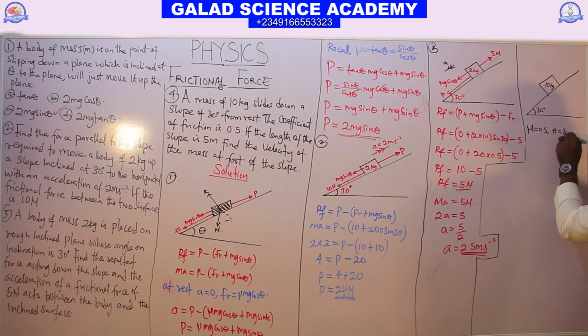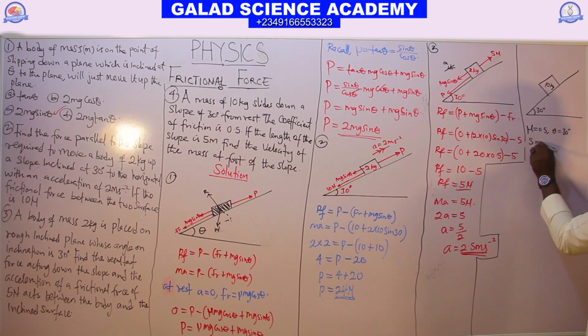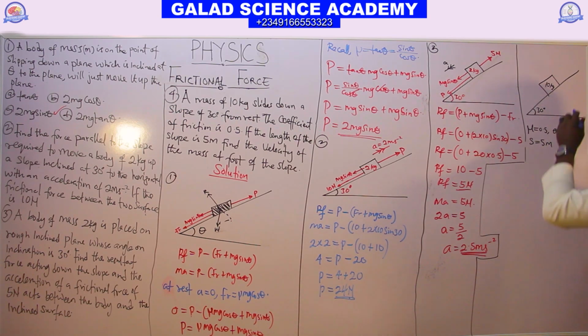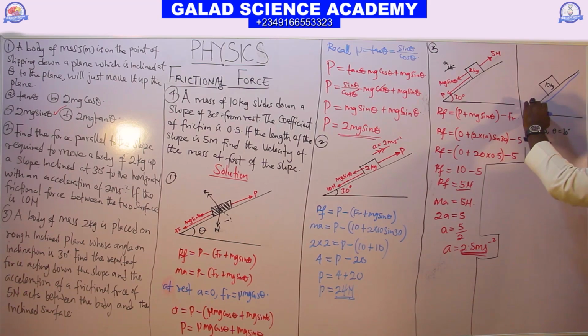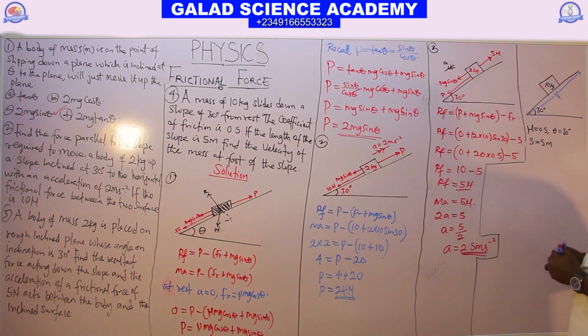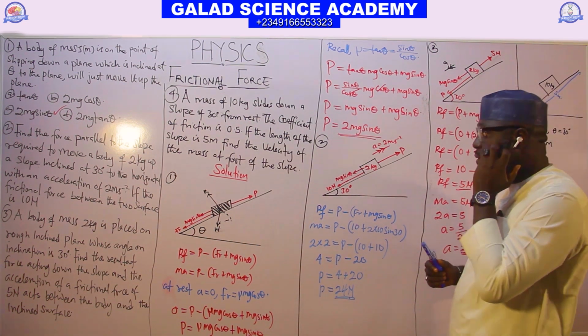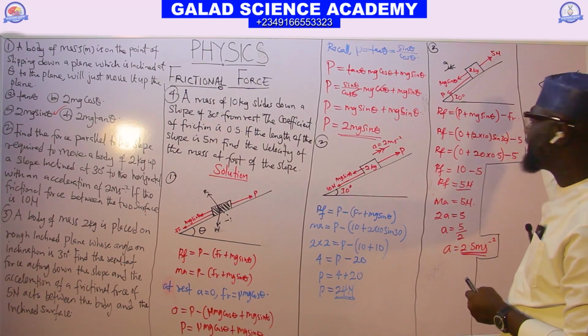The angle theta is 30 degrees, and we are given x, which is the length of this inclined plane. They said the length is 5 meters. That's x given. They said the body slides down.